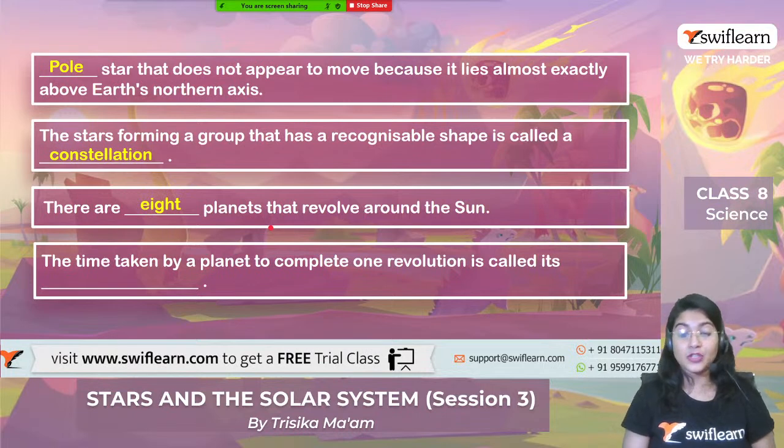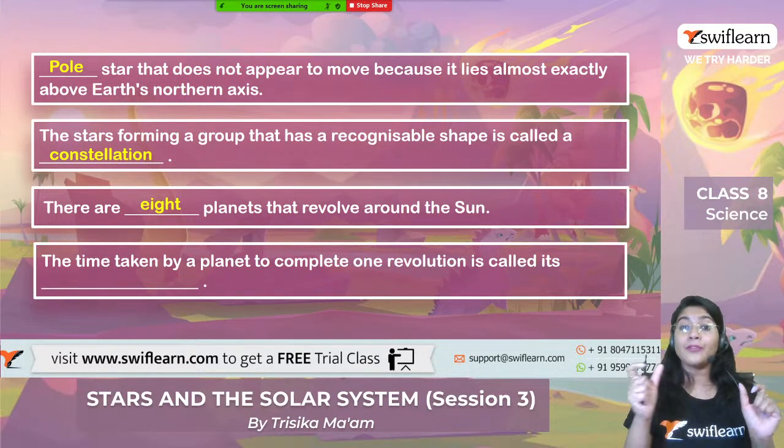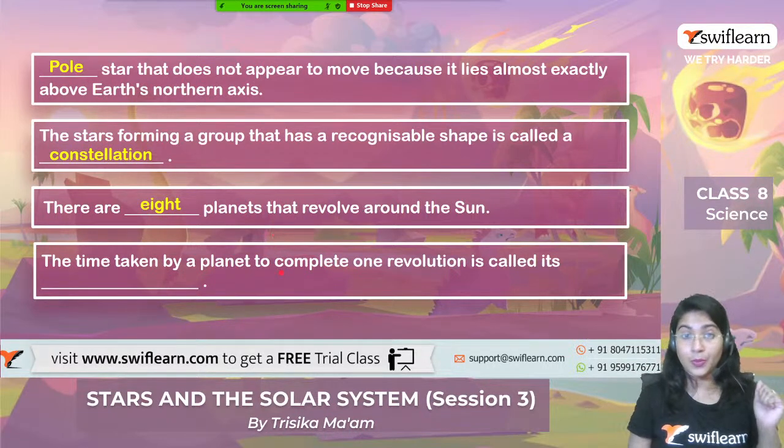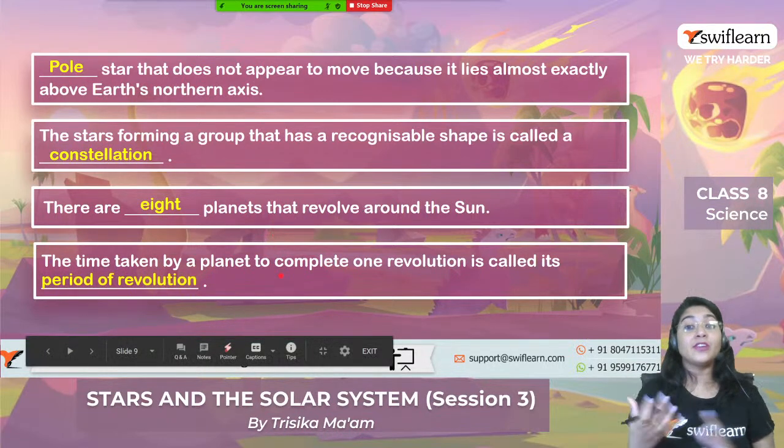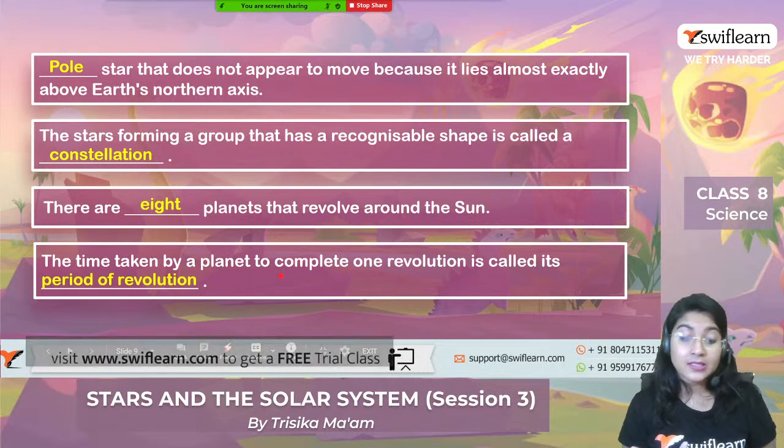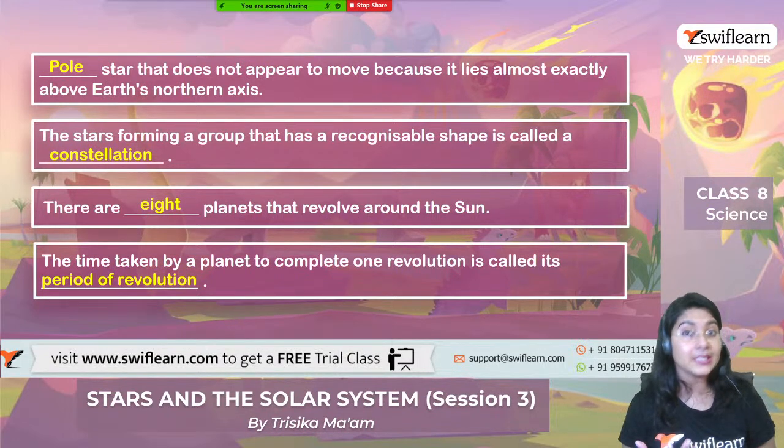Now, coming to the last question, the time taken by a planet to complete one revolution is known as the period of what? It is known as the period of revolution. So, what is the period of revolution of the Earth around the sun? Remember, it is 365 and 1/4 days.